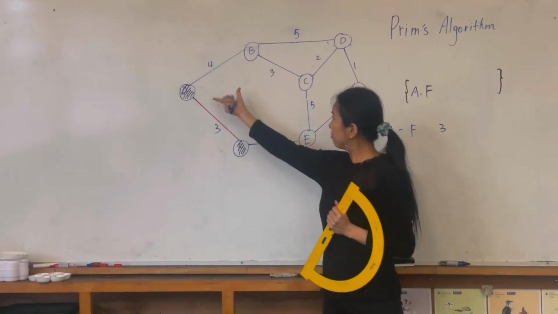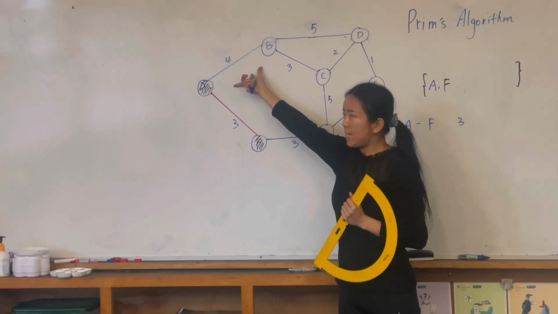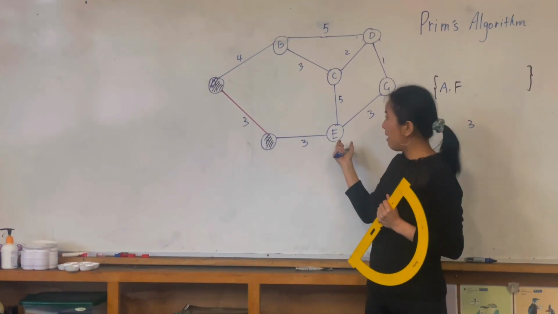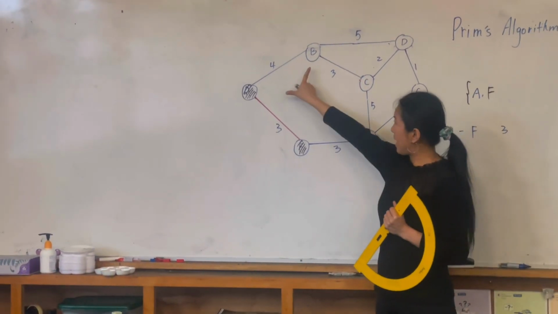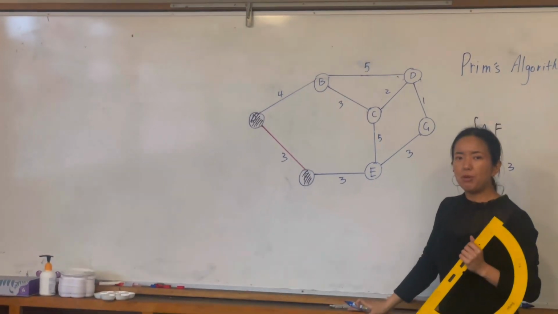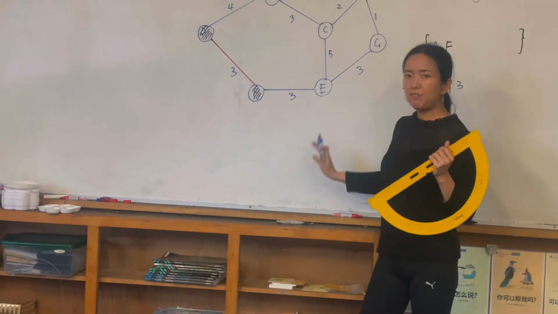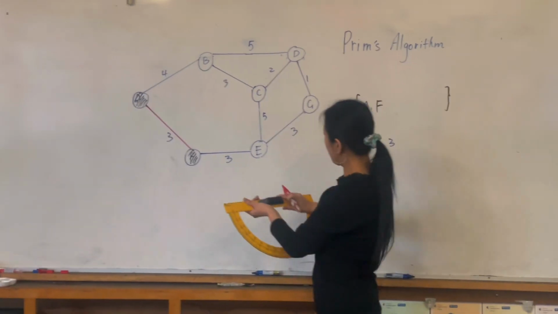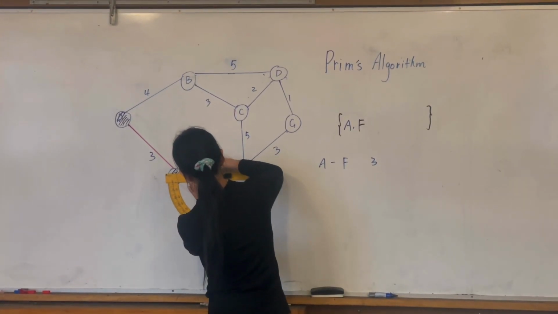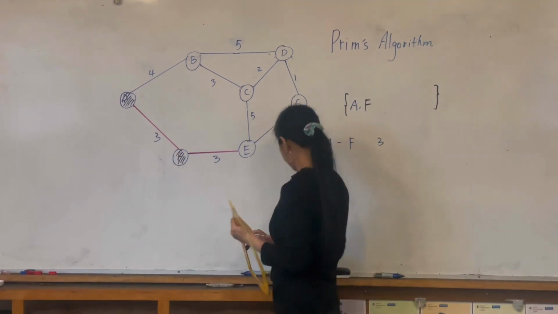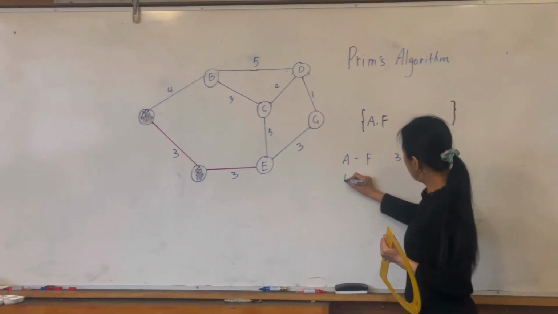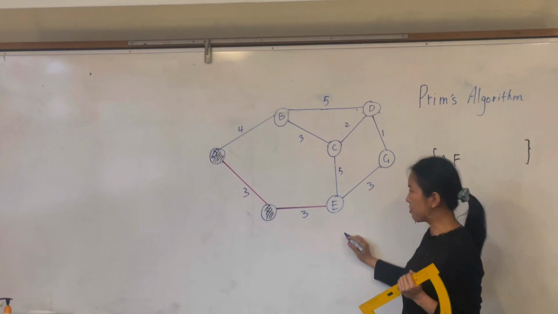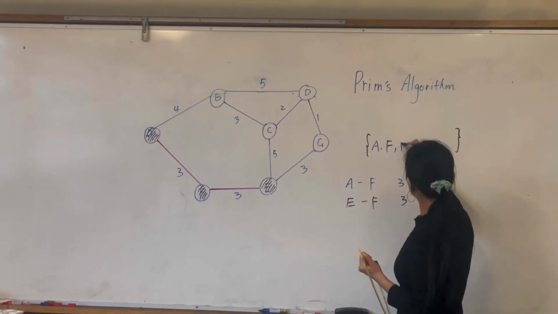I keep F in the set. Now let's check the unvisited edges, which are connected to visited nodes A, F and the rest of the unvisited nodes. Here there are only two paths, AB and EF. Which path is shorter? Yes, EF is shorter because the weight is 3. 3 is smaller than 4. So I will highlight the path between E and F. I will copy the path name EF here. Now let's update the node E as visited, and I keep E in the set.